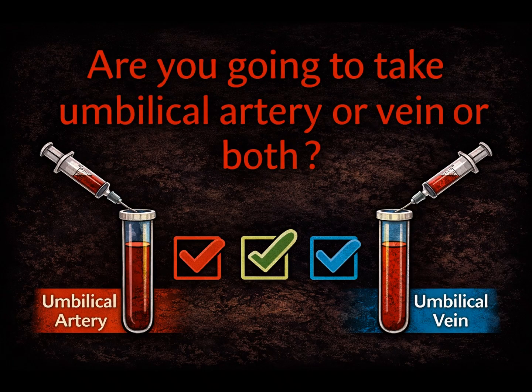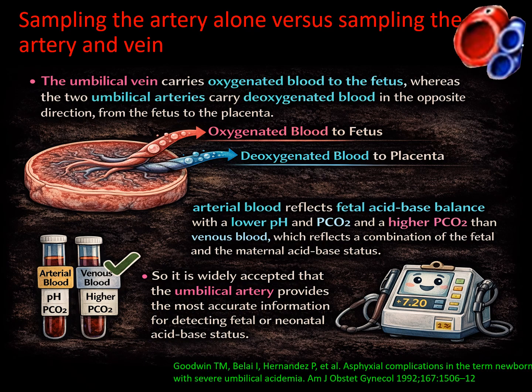Do you want to take the umbilical artery or vein or both? Sampling the artery alone versus sampling the artery and vein. The umbilical vein carries oxygenated blood to the fetus, whereas the two umbilical arteries carry deoxygenated blood in the opposite direction from the fetus to the placenta. So arterial blood reflects fetal acid-base balance with lower pH and higher PCO2 than venous blood, which reflects the combination of the fetal and the maternal acid-base status.